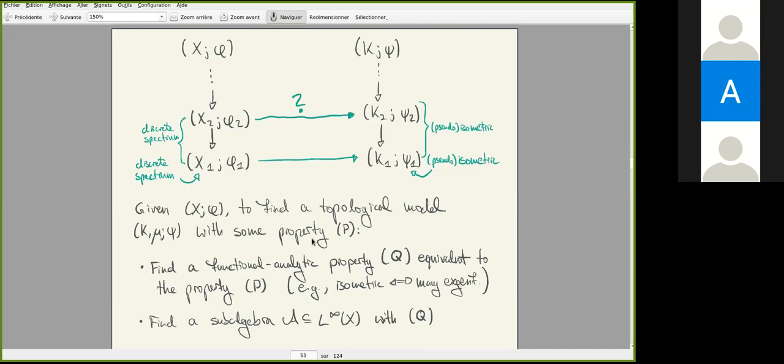Okay. Is there a question so far? It seems that not. So in that case, it's clear what we have to do.